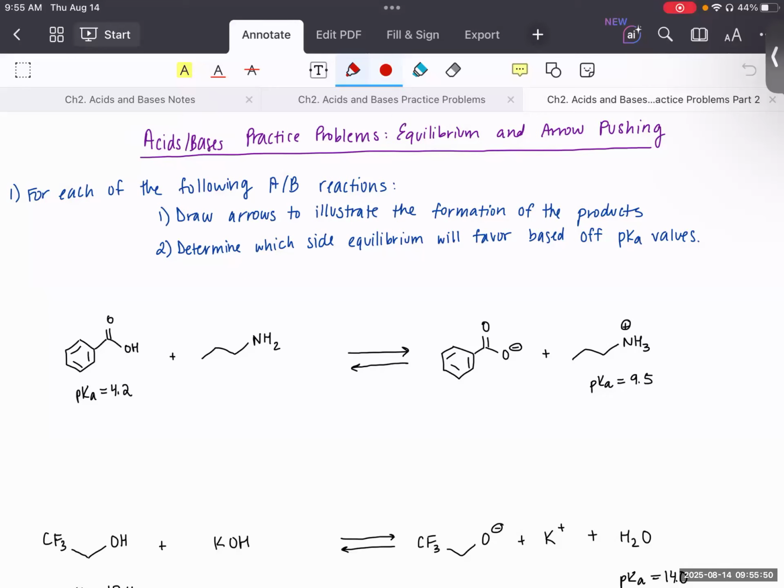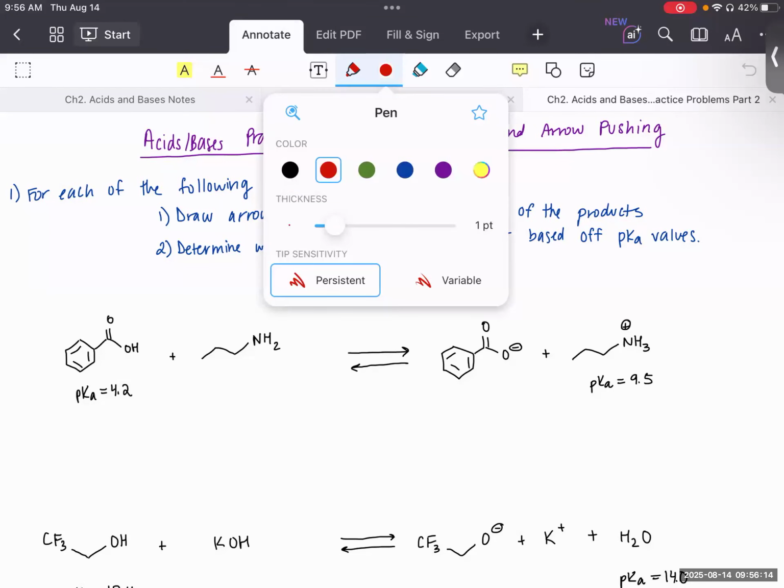This is part 2 of acids and bases practice problems. In this video, we're going to be looking at some acid-base reactions and predicting products, and then determining which side equilibrium will favor within the reaction. So for this first question, we want to identify what the acids and bases are, and then draw arrows to illustrate the formation of the products, and then determine which side equilibrium will favor based off the pKa values.